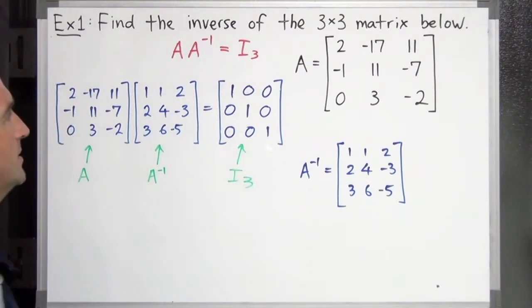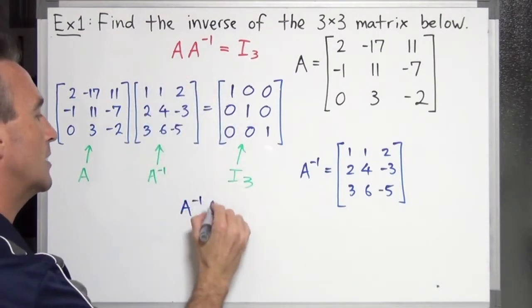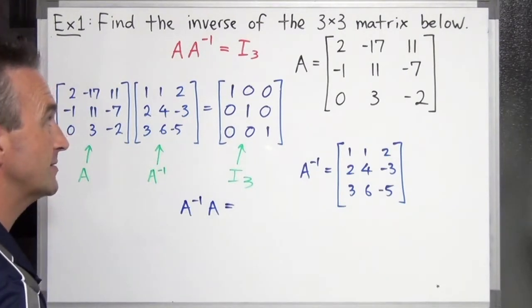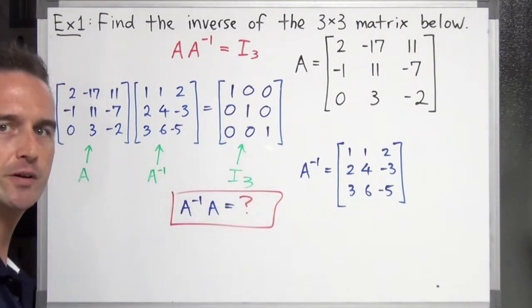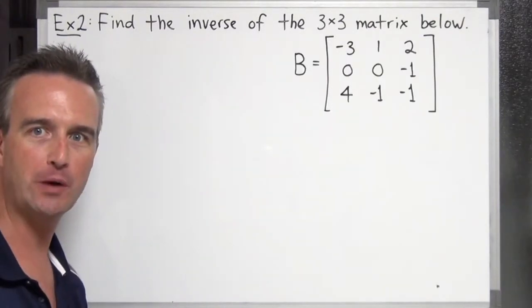Little thing for you to try. Is it also true if you multiply in the reverse order, the inverse matrix times the original matrix? Will that also give the identity matrix? Why don't you give that a try at home? Okay, see if it works. I think it does. How did you go? Were you able to follow that?